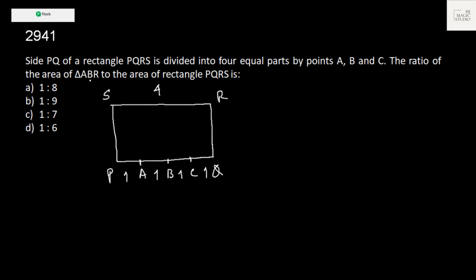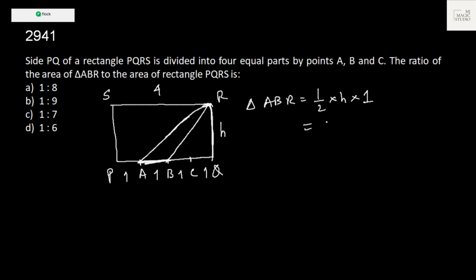The ratio of triangle ABR to the rectangle. So let this height be H. So area of triangle ABR is half into height, that is H, into base, that is 1. So area of triangle ABR is H by 2.